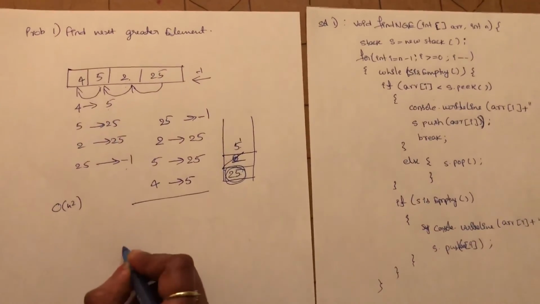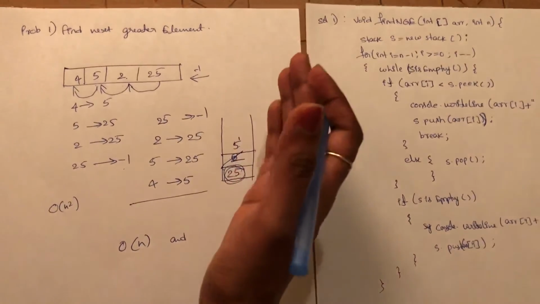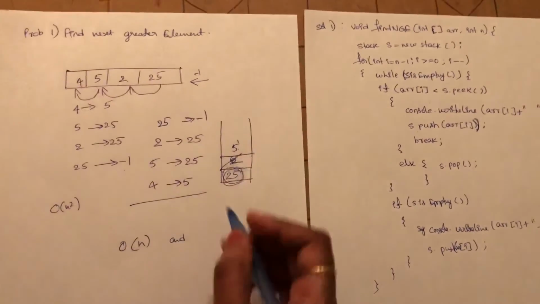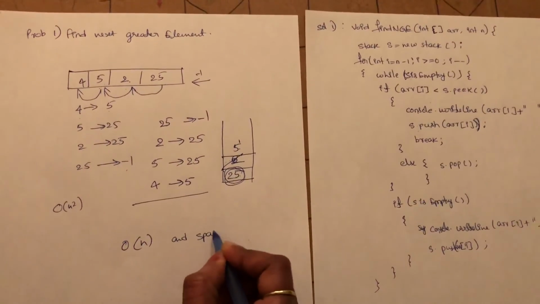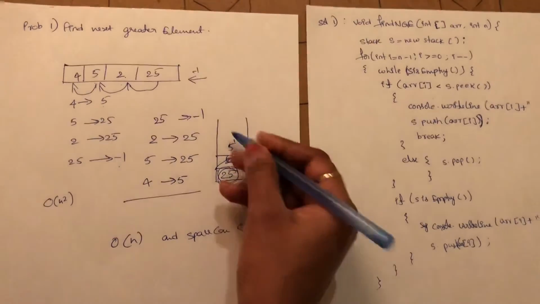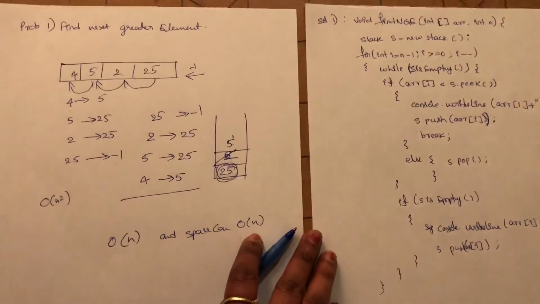The time complexity is order of n, because it traverses only once, from right to left, and the space complexity is order of n also, because we are using one stack here. So this is my approach. Thank you.